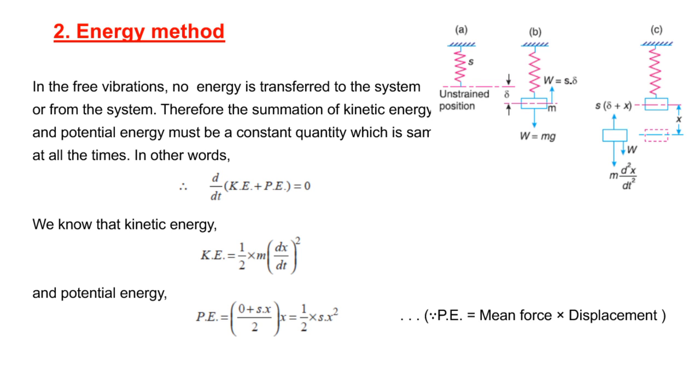Potential energy will be, remember this, potential energy in this case is mean force into displacement. What is the mean force? Initially force is 0. Secondly, there is a restoring force, that is s into x, the spring force. So the mean force is (0 plus s into x) divided by 2, into displacement x. Therefore, ultimately we get potential energy as 1 half s into x square.